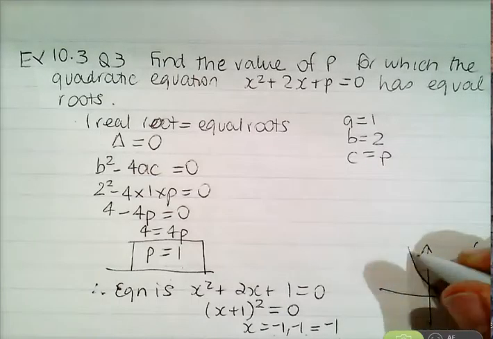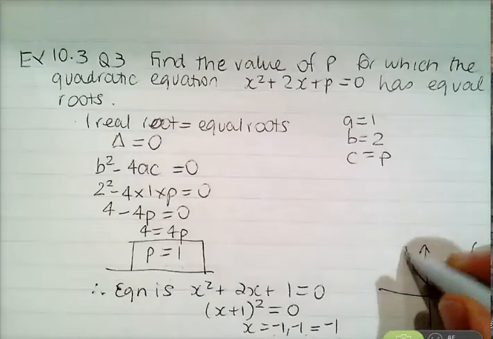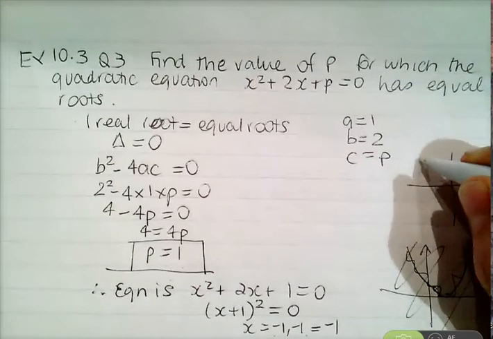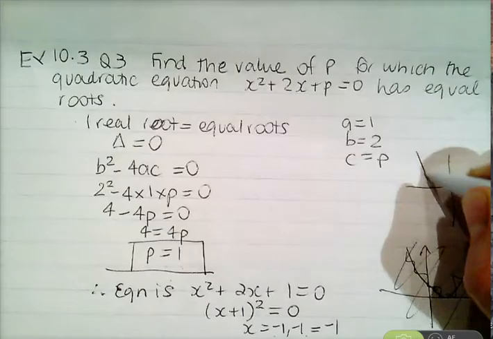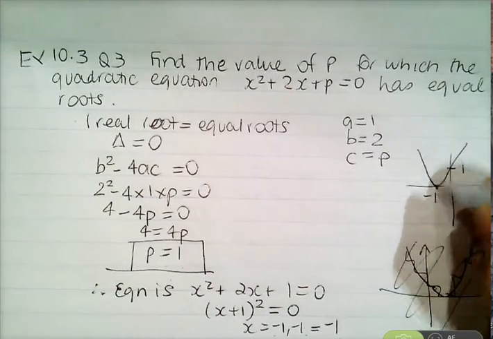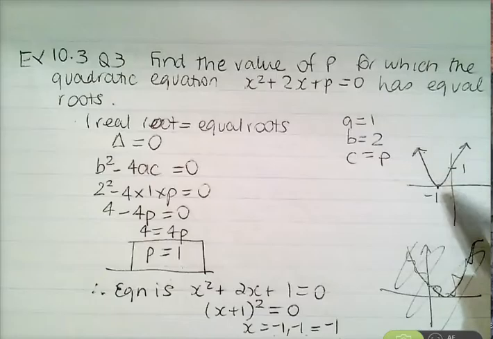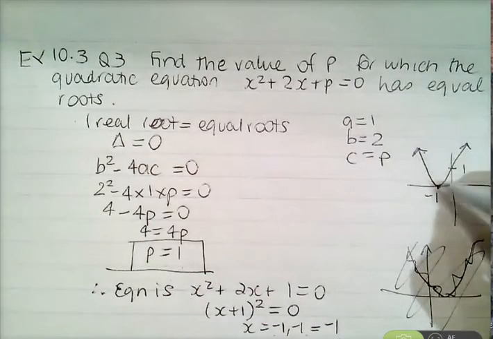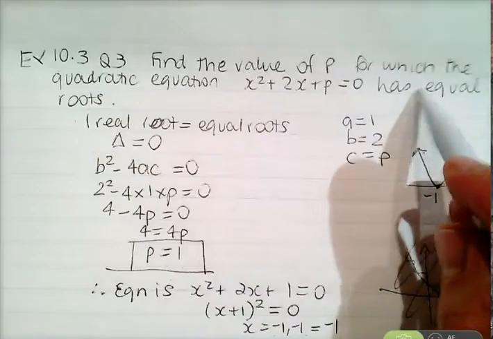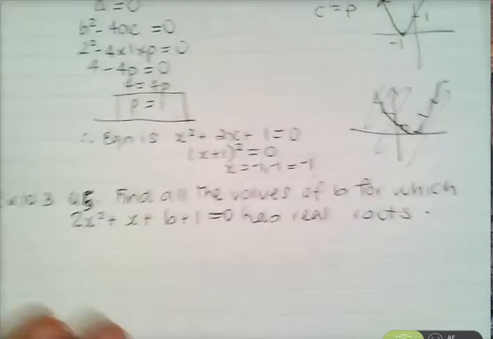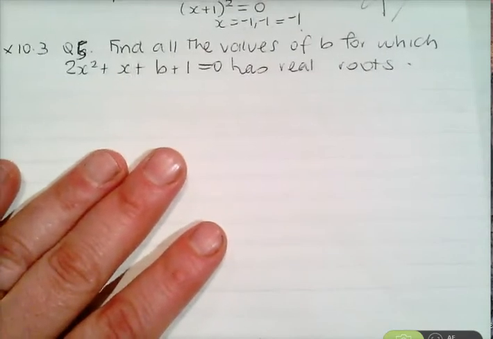So, oopsie, I've drawn that wrong. It's actually not over there. My equation, I'll just draw it up here. It's over here. So x equals negative 1 is my root. The y-intercept is 1. The graph actually looks like this. And we can see that this equation only has equal roots, or what we call one real root. When we say equal roots, we mean two equal roots or one real root. That's the first question. Now we're going to look at exercise 10.3, question 5.